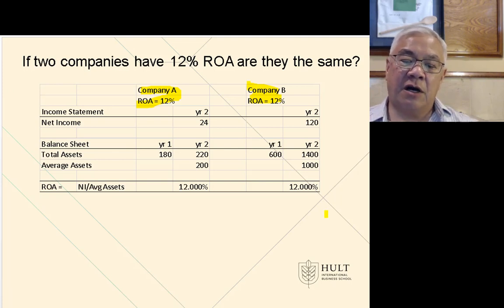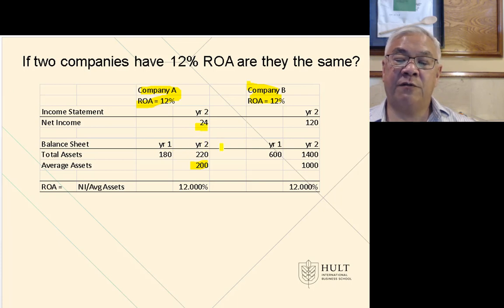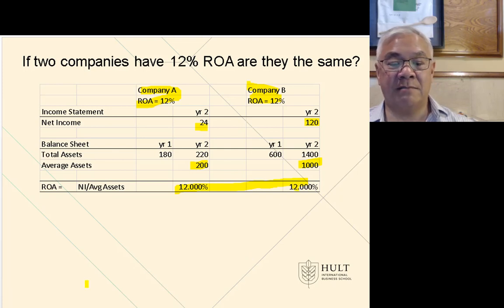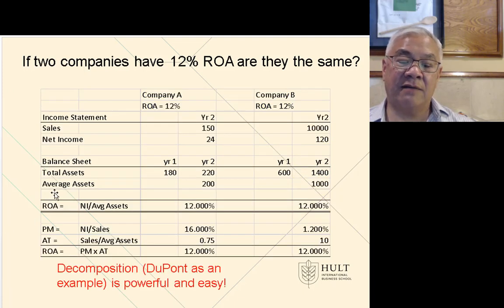If we do the ROA, what we see is that in company A, we have average assets of 200 right here. We have net income of 24. For company B, we have 120 in net income, 1,000 in assets. So now we're establishing that baseline, all right? So far, we didn't see much. The next step is where things get more interesting. So we get to adding this level of sales.